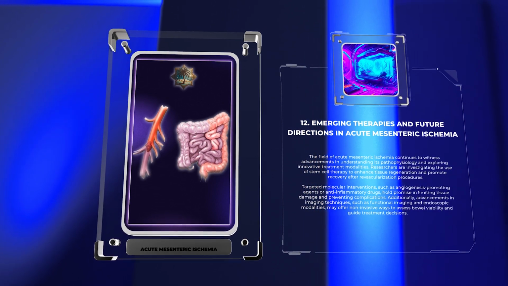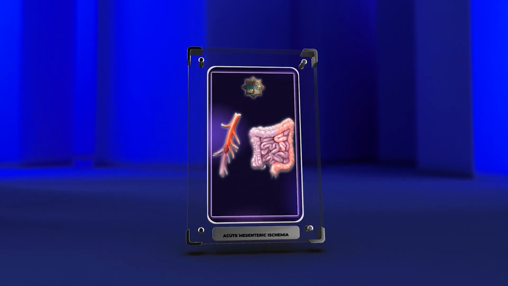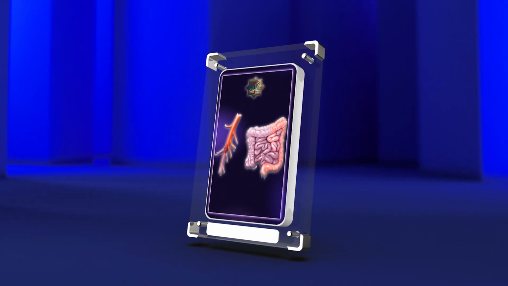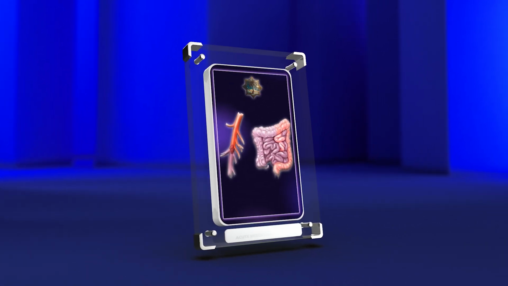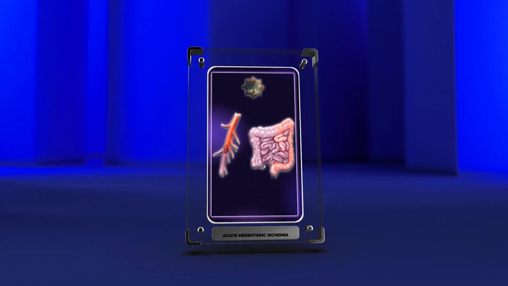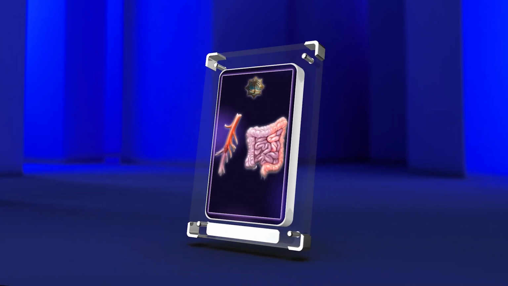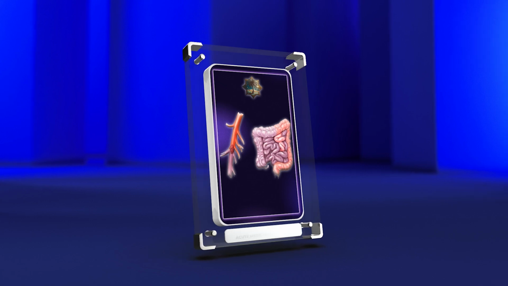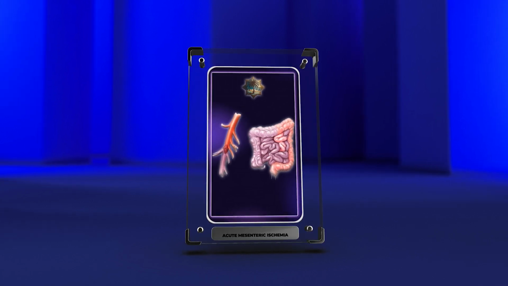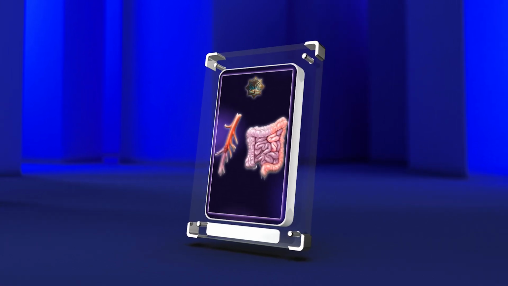and guide treatment decisions. In conclusion, acute mesenteric ischemia requires prompt recognition, accurate diagnosis, and timely intervention. Management involves a multidisciplinary approach in addressing long-term outcomes. Continued research and emerging therapies offer hope for improved patient outcomes in the future.